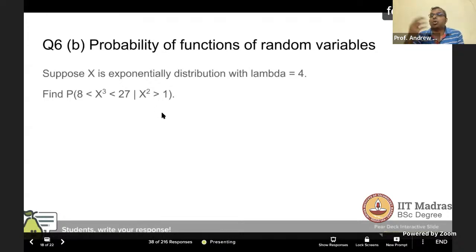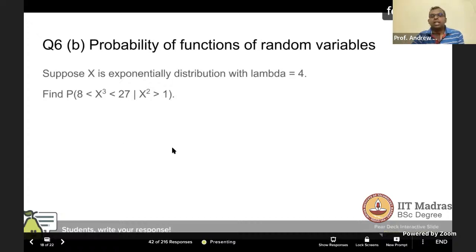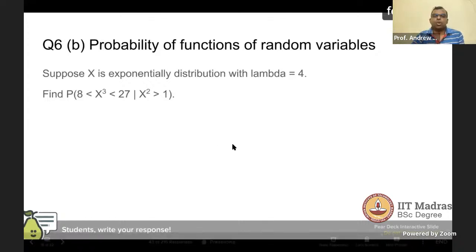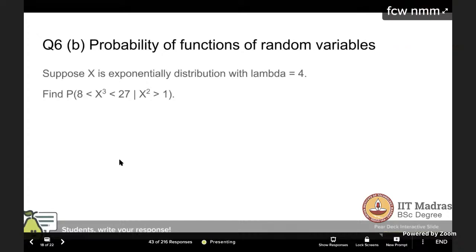And then after that, it's just probability of A given B, right? That's probability of A intersect B divided by probability of B. So what is A intersect B? A itself, right? X is between 2 to 3, divided by probability that x is greater than 1. It's a very simple exponential distribution. Okay. So the answer must be e power minus 8 minus e power minus 12 divided by 1 minus e power minus 1.